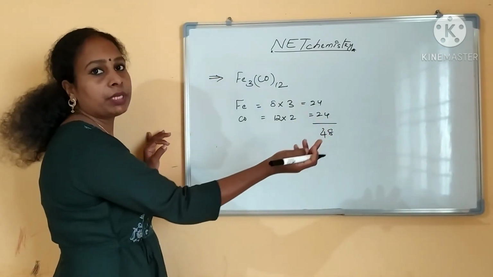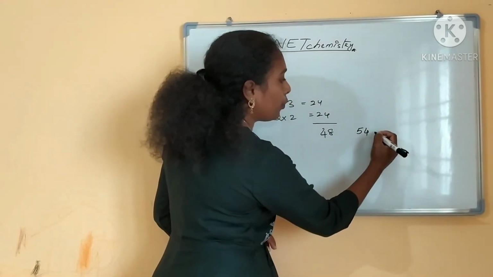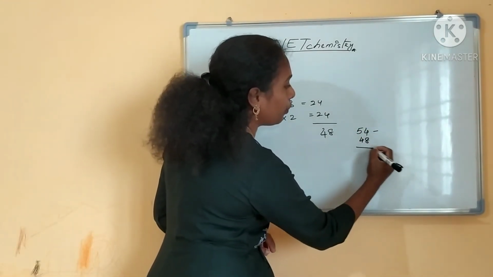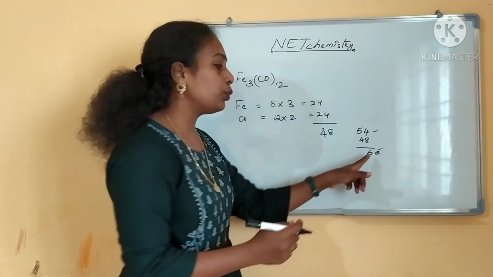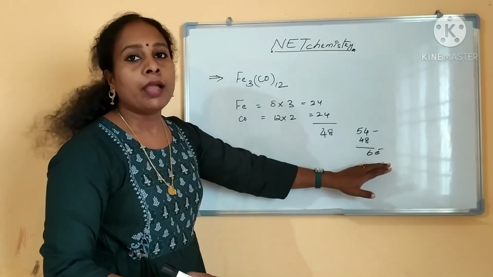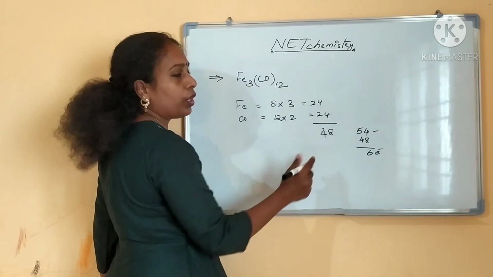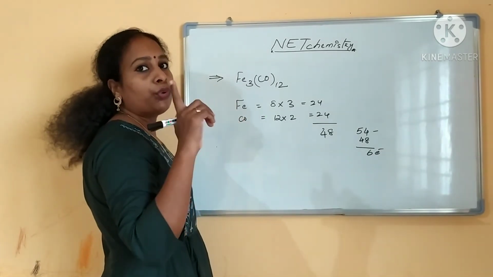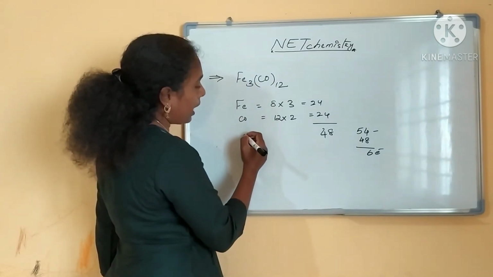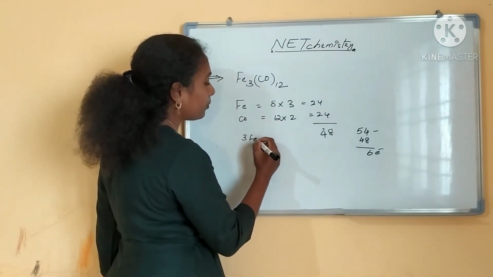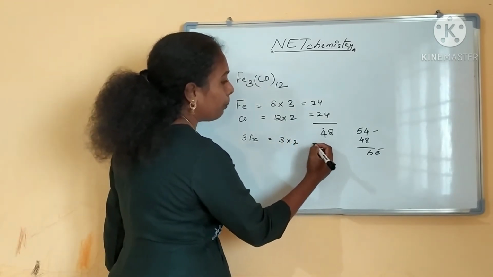What is the nearest multiple of 18? 54, right? 54 minus 48 gives 6 electrons additionally required to complete the EAN rule, the 18 electron rule. These 6 electrons: each metal bond will give you 2 electrons. Here 3 irons are there, so 3 metal bonds will be present. 3 into 2 gives you 6.